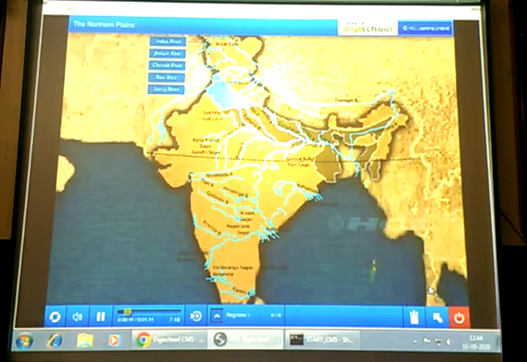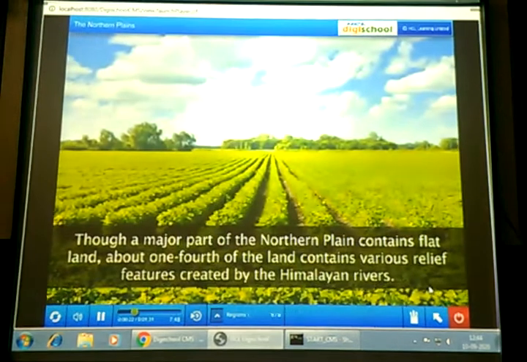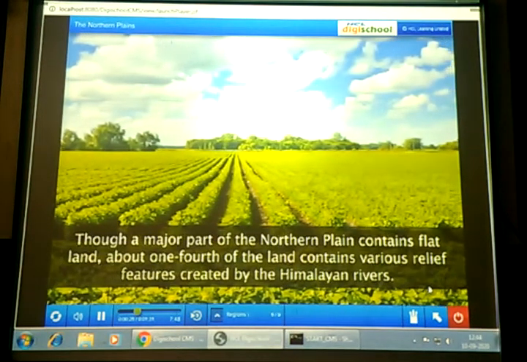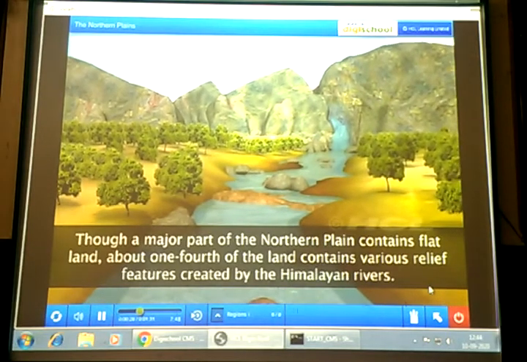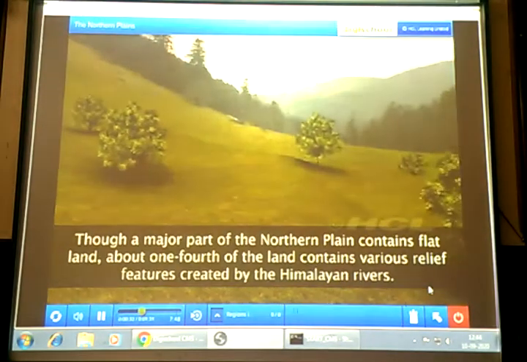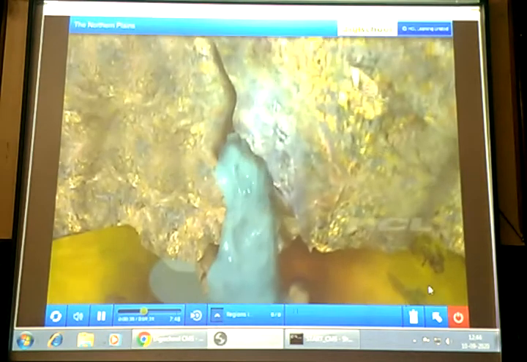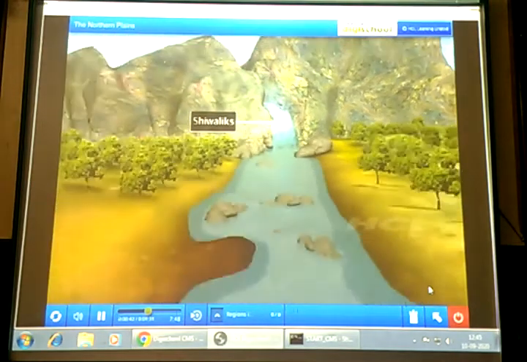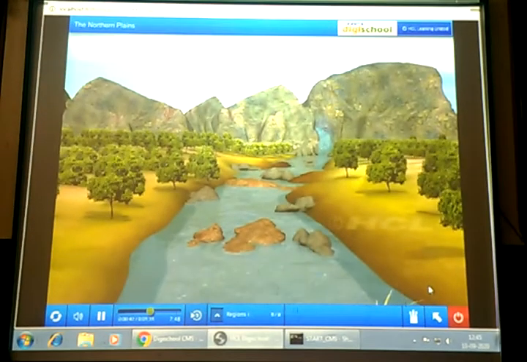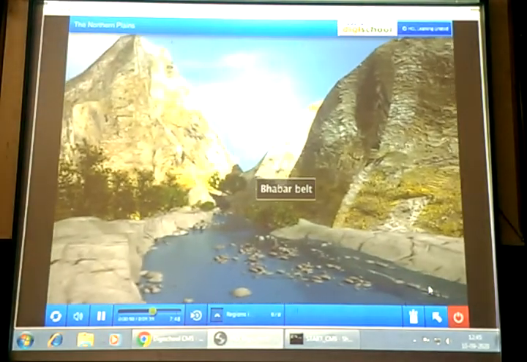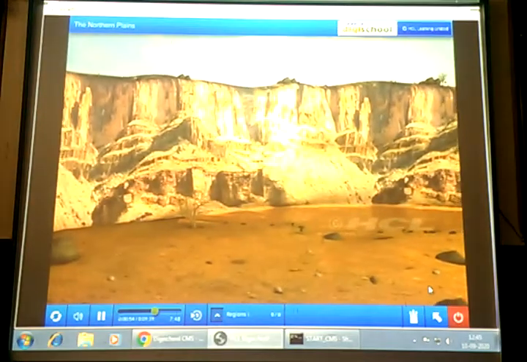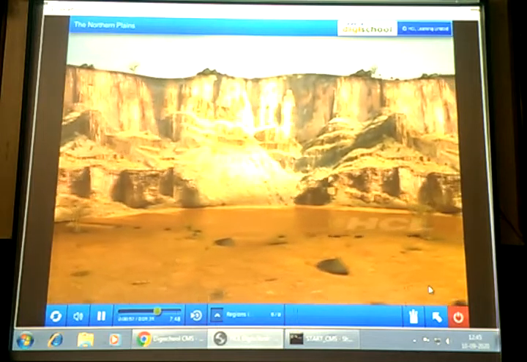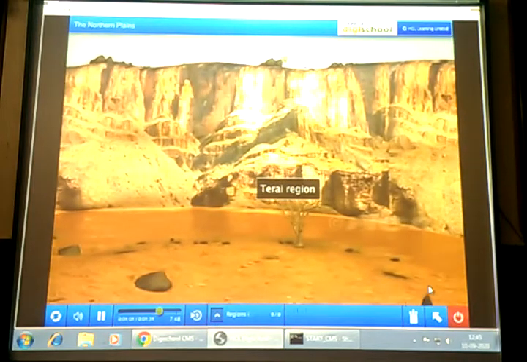Apart from being classified based on rivers, the northern plain is also classified into regions based on its relief features. Though a major part of the northern plain contains flat land, about 1/4 of the land contains various relief features created by the Himalayan rivers. The Himalayan rivers descend from the mountains and deposit pebbles in a narrow belt parallel to the slope of the Himalayas. This belt is called the Bhabar Belt. To the south of this belt, the rivers create a swampy and marshy region called the Terai Region.